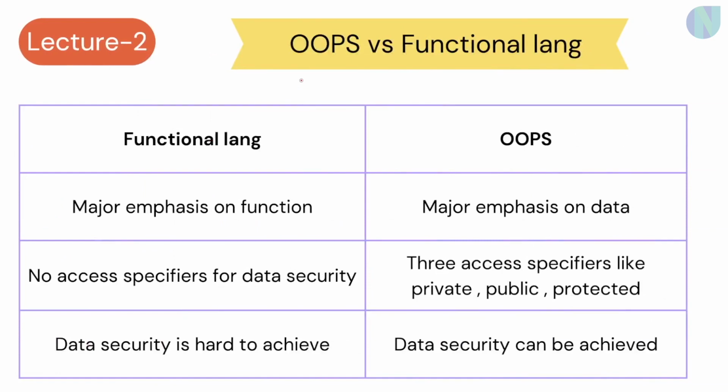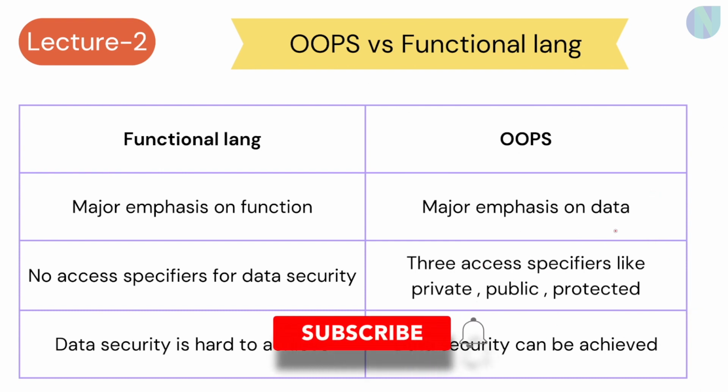So in the lecture 2 we saw OOPS versus functional language, and the major difference was that in functional language there were no access specifiers, but in OOPS there were 3 access specifiers like private, public, protected. In functional language data security is hard to achieve, but in OOPS the data security can be achieved because there are 3 access specifiers. So all the 3 things, the major emphasis on data, 3 access specifiers, and data security, are interlinked together.